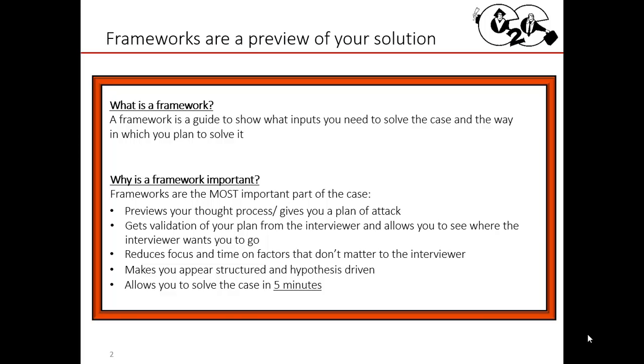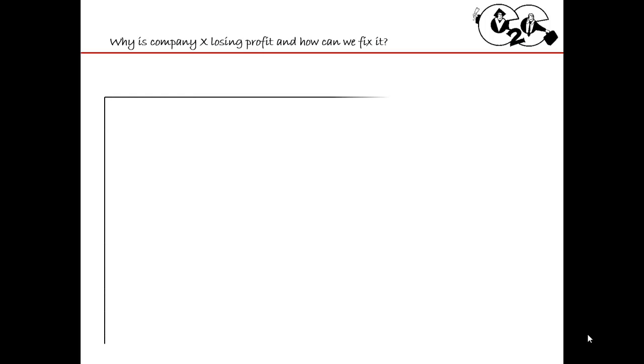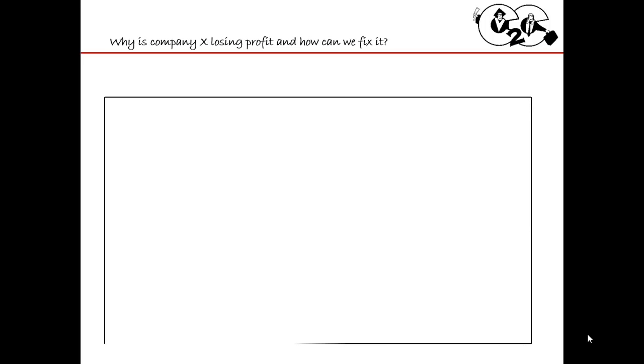Okay? Let's do an example. Let's say this is the case that I get. Why is company X losing profit, and how can we fix it? Okay, so I'm going to draw out my sheet of paper. At the top, I'm going to label the sheet of paper framework. I'm going to put this basically in front of my interviewer. Here's what I would say.